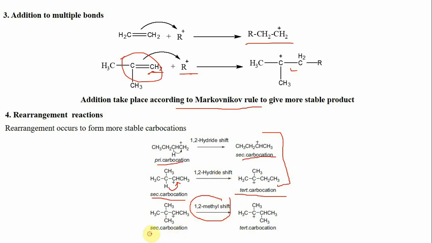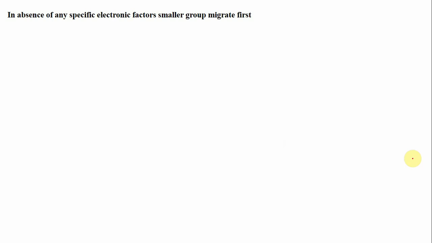For example, in the secondary carbocation, this methyl group present over the alpha carbon can shift over this carbocationic carbon to give rise to a tertiary carbocation, which is more stable as compared to the secondary carbocation. So these carbocations undergo rearrangement reactions to acquire extra stability. And these rearrangement reactions in the case of carbocations are also known as Wagner-Meerwein rearrangement reactions.